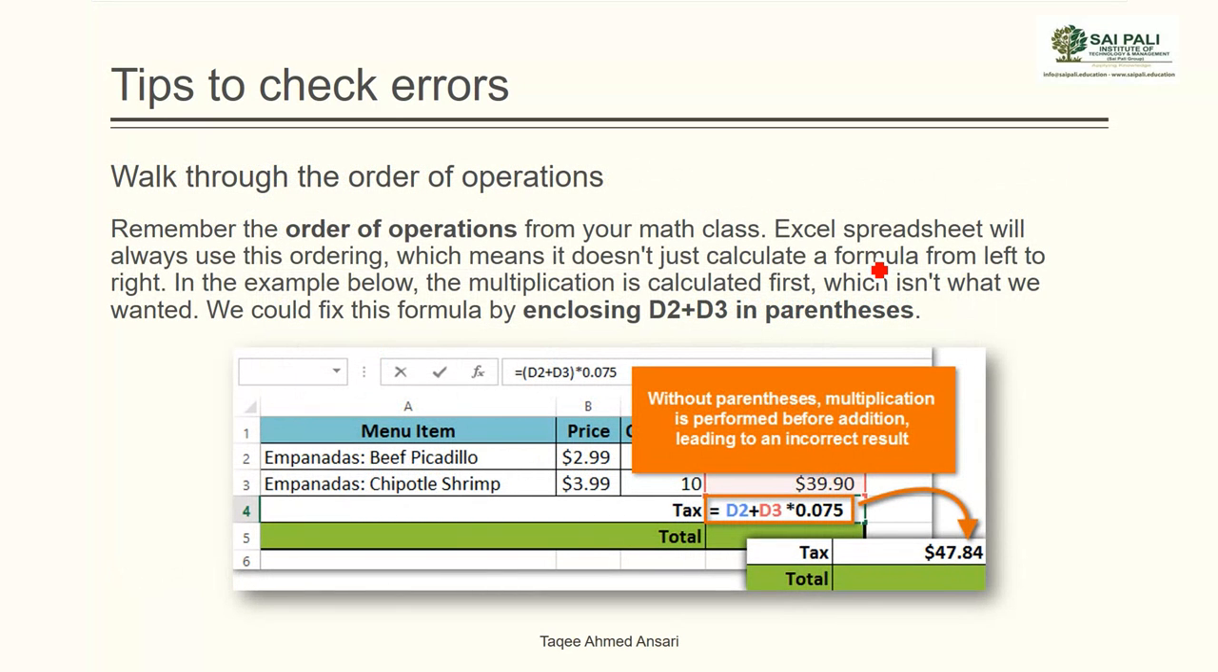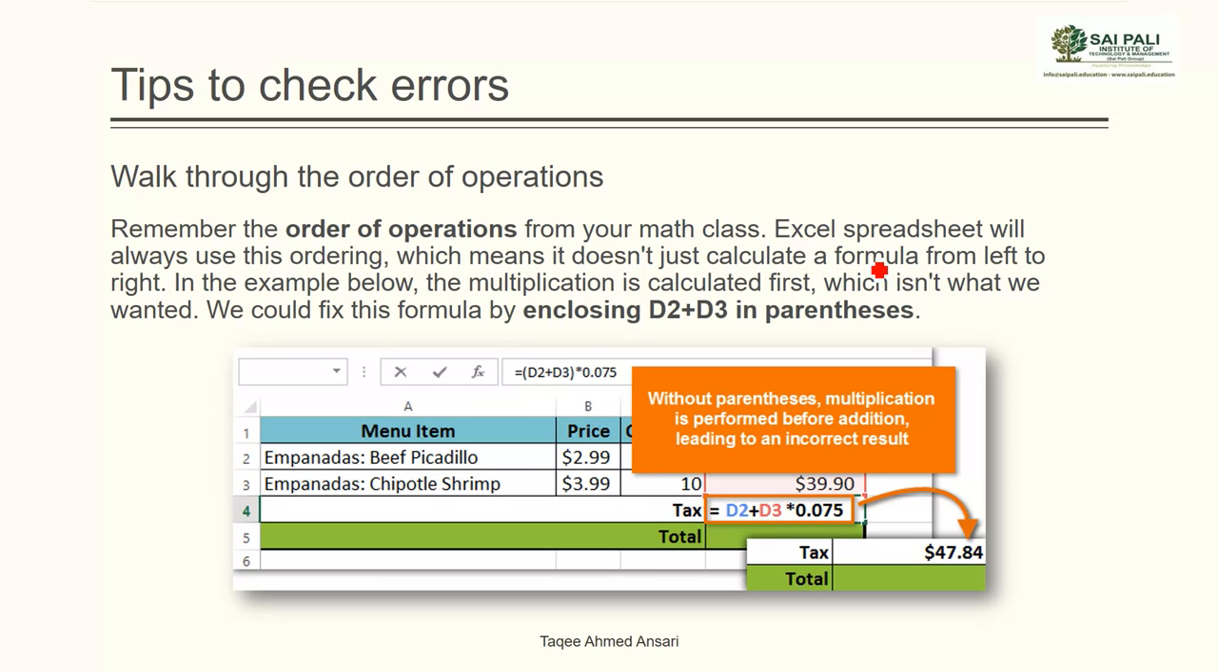Now walk through the order of operations also. When you are using a formula, the order of operations is also important. What does that mean? First it is going to use the parentheses, what is inside the parentheses, then it is going to calculate the exponents, and then the multiplication and division, and finally the addition and subtraction. So remember the order of operations from math classes. The Excel spreadsheet also uses the same order.